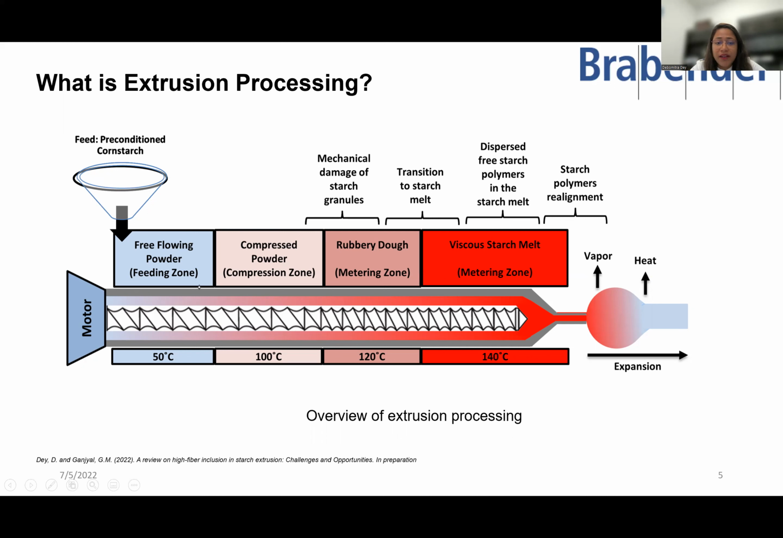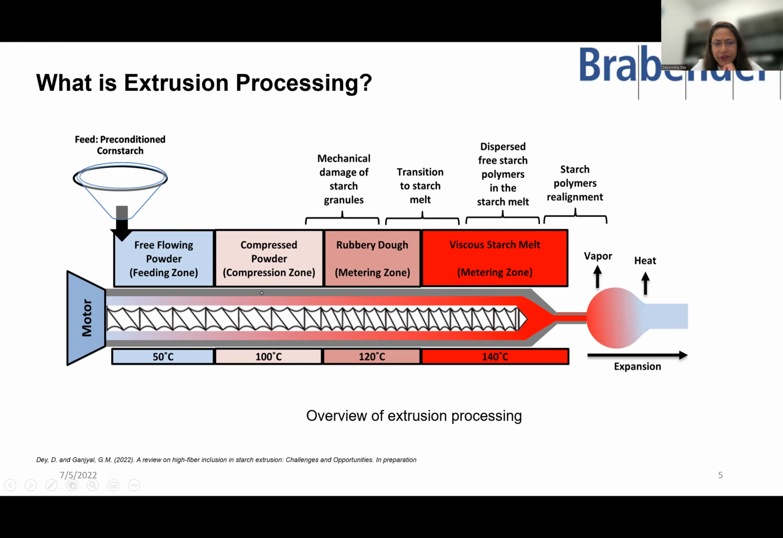Right now we see that the extruder is divided into three zones. It's called the feeding zone, the compression zone, and this zone is called the metering zone. I have divided these zones just for the sake of what phase changes the material goes through. The first one is not specifically a phase change, because here the material is just fed into the extruder. These are the screw elements which convey the material downstream to the end of the extruder.